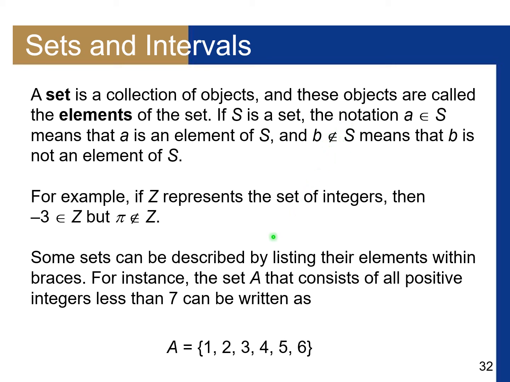So, for example, if Z represents the set of integers, then -3 is an element of Z. But pi is not an element of Z because pi is not an integer. Some sets can be described by listing their elements. For instance, we might want to use A equals, and in braces, list the actual elements that are included in that.